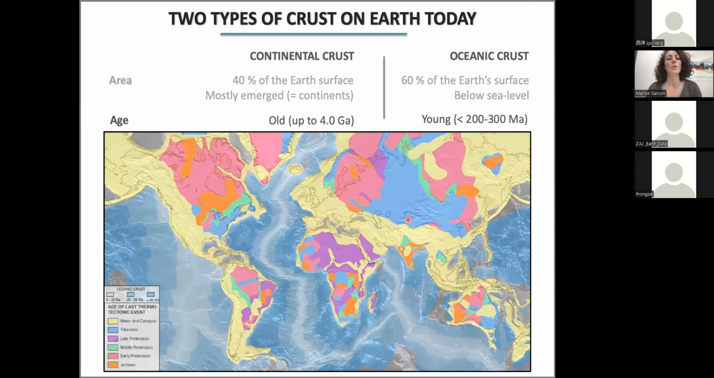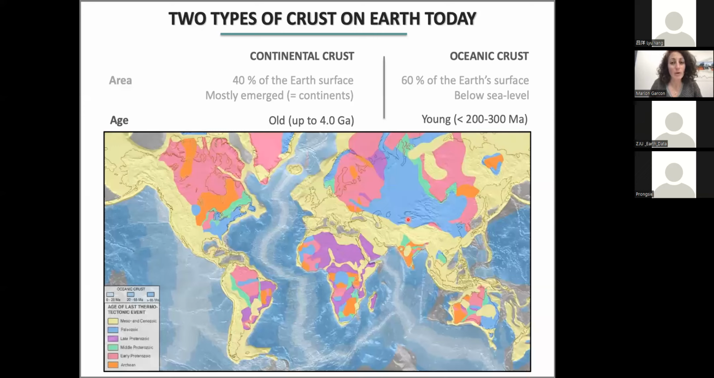Okay. Good. So I was saying that the oceanic crust and the continental crust are very different in terms of area, 40% versus 60%. And also an interesting feature today is that the continental crust is mostly emerged, and this corresponds globally to what we call the continents. So here it's important to make this difference because I'm going to talk about continental crust and continents through the talk. So for me, the continents are the emerged part of continental crust. So today, both the two are similar, but it might not have been the case all through Earth's history.